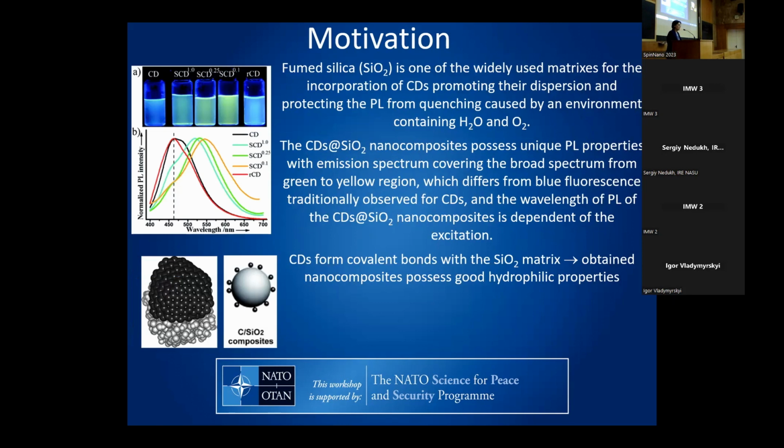So why do we use fumed silica as a matrix for incorporation of carbon dots? Because it promotes the dispersion, and it protects the luminescence from so-called quenching effects that are usually caused by the environment that contains water and oxygen. Carbon dot silica nanocomposites show very interesting photoluminescence properties. The emission spectrum covers a broad range from green to yellow, and it differs from the usual blue fluorescence observed for carbon dots. And also the wavelengths of the photoluminescence of carbon dot silica nanocomposites depend on the excitation wavelengths.